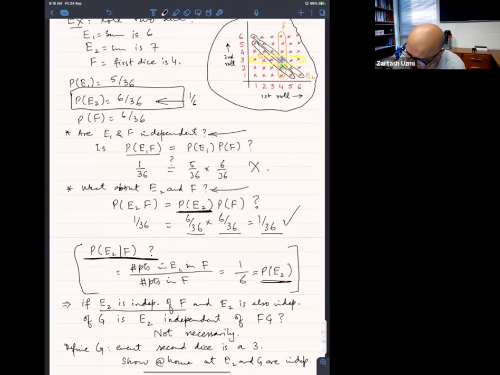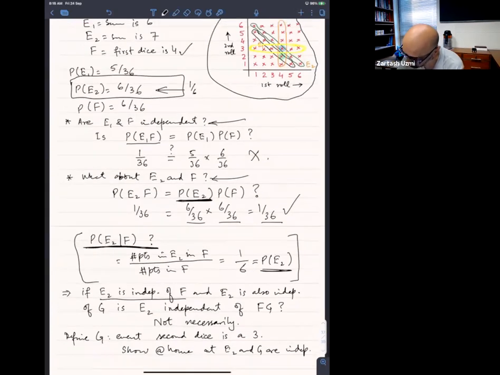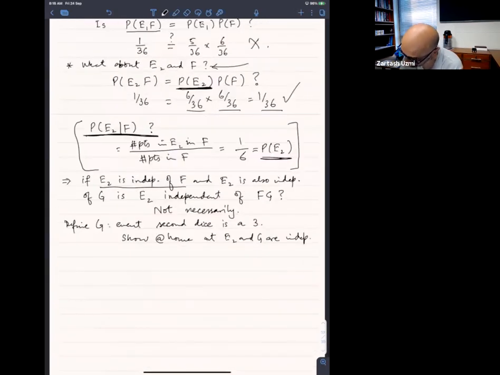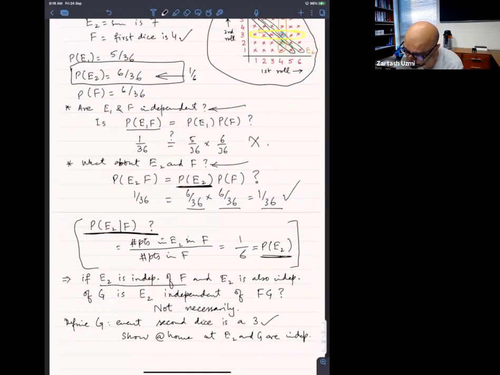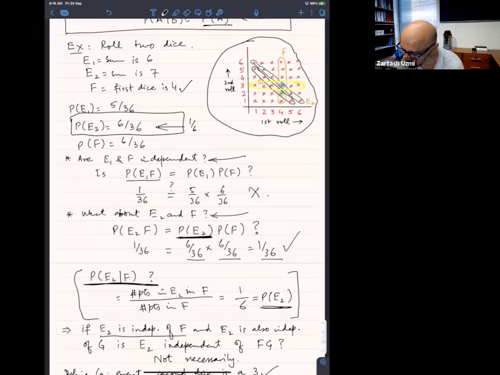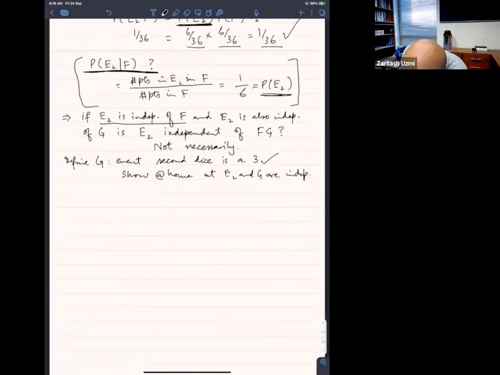So F was the event that first dice is a 4. G is the event that second dice is a 3. E2 is the event that the sum is 7. E2 is independent of F. E2 is also independent of G. Okay. So the question is, is E2 independent of F and G? Intuitively हमें क्या लगता है?